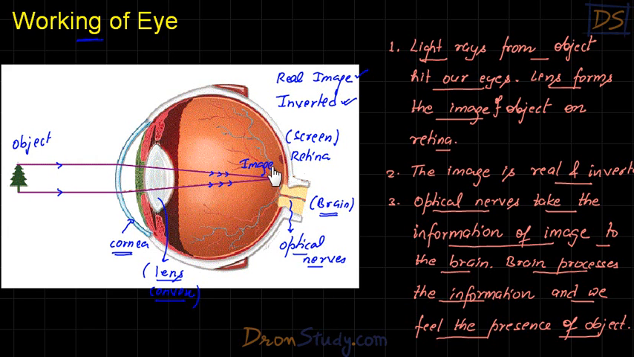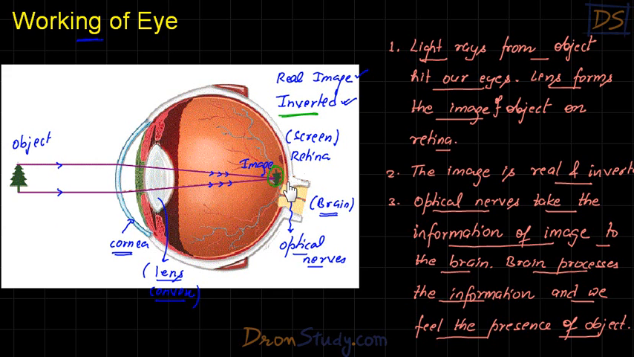Students, please notice that the image here is inverted. So students, if we are looking at a tree, the image formed in our eye is inverted. So what should happen? We should see an inverted tree, a tree upside down, right? Because the image formed in our eye is inverted.